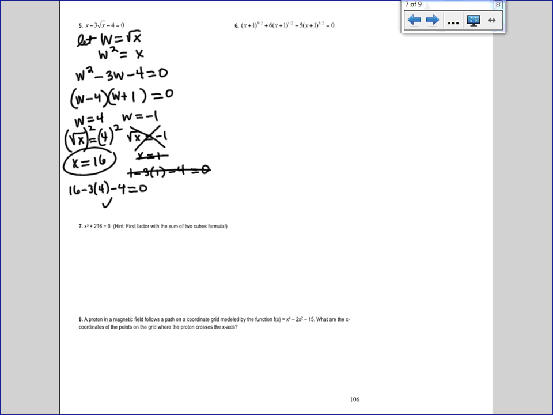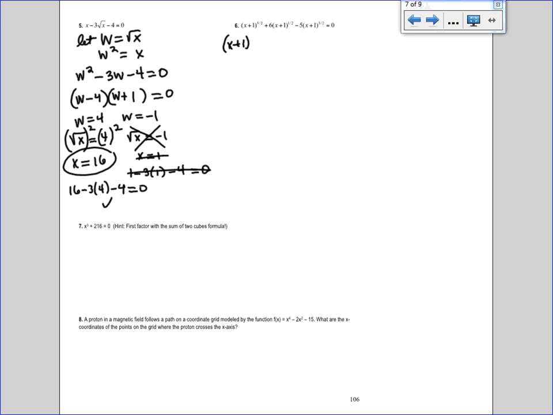All right, now the next one can be a bit intimidating. You see x plus 1 to the 5 over 2 minus 5 times x plus 1 to the 3 over 2 plus 6 times x plus 1 to the 1 half equals 0. All right, we want to write everything in the same order. So I have 5 over 2, then 1 half, then 3 over 2. So we have 3 over 2 and 1 half positions.